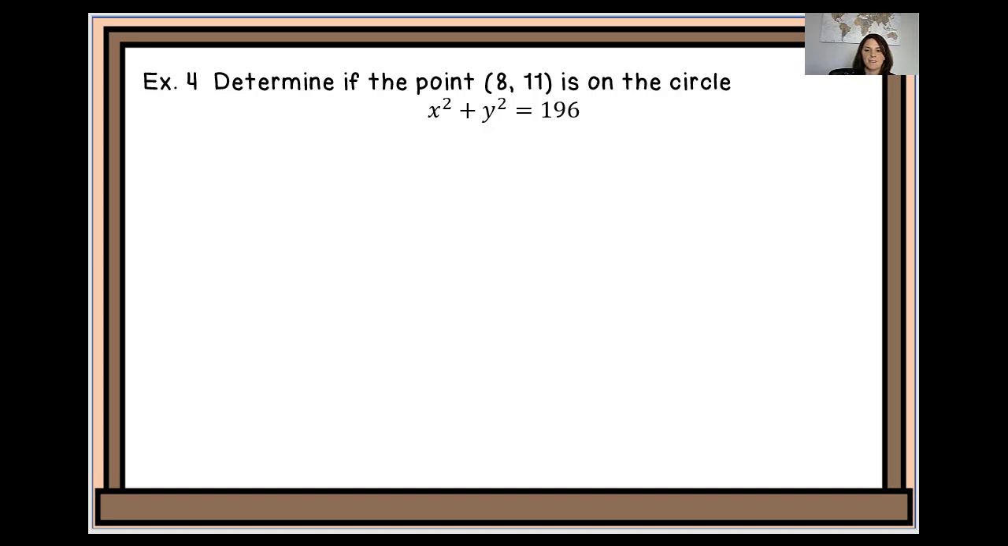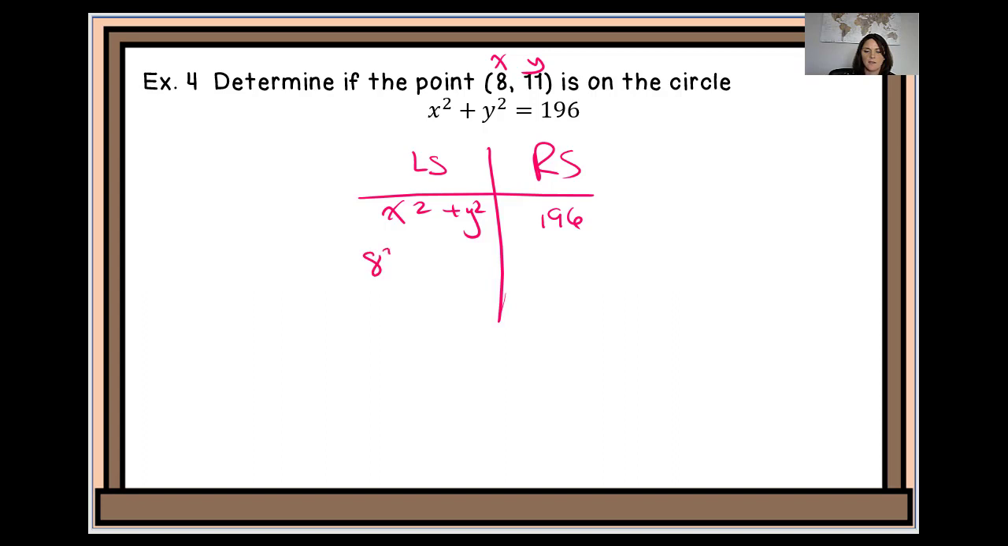Determine if the point (8, 11) is on the circle. So the 8 is the x, the 11 is the y, and essentially what we're going to do here is a left side, right side check. So on the left side of the equation, we have x squared plus y squared. On the right side, we have 196. So 8 squared plus 11 squared. So 64 plus 121. And if we add that together, we get 185. So 185 does not equal 196. So therefore, (8, 11) is not a point on the circle.